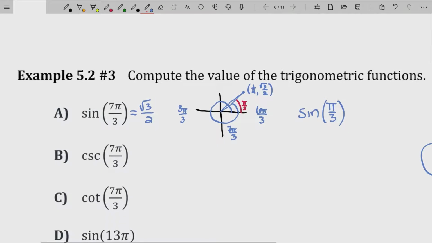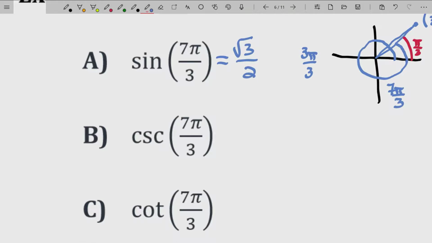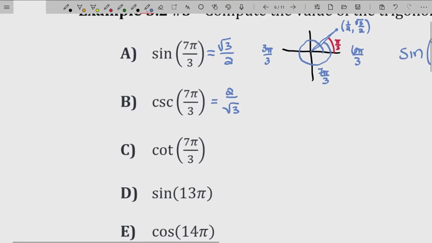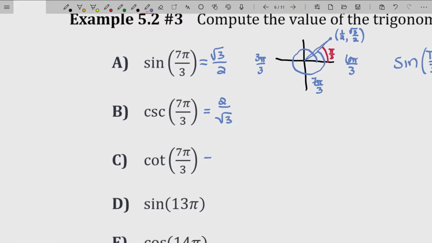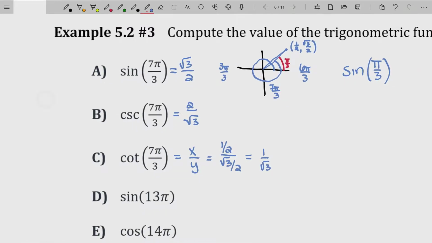And now we're asked for the cosecant of that same exact arc length in the unit circle, or angle outside. And that's just going to be the reciprocal of the sine. So that's going to be 2 over root 3. And then the cotangent, well, that is the x value over the y value. The x value here is 1/2. The y value is root 3 over 2. Multiply top and bottom by 2, and you get 1 over root 3. Very, very nice, quick problem.